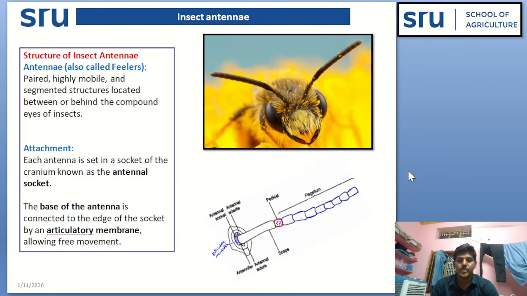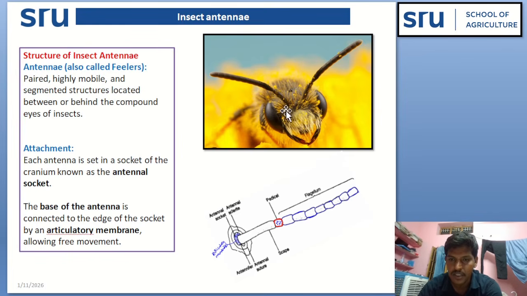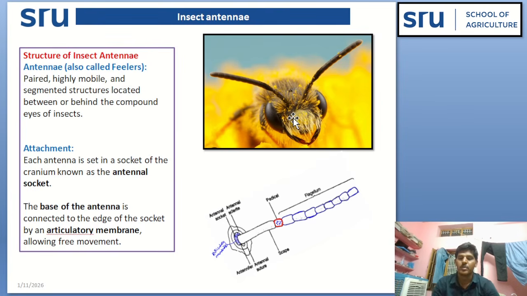Antennae are also known as feelers. They feel the surrounding environment. These are paired, highly mobile and segmented structures located between or behind the compound eyes of insects. See here, they are present between or just behind the compound eyes of the insect.